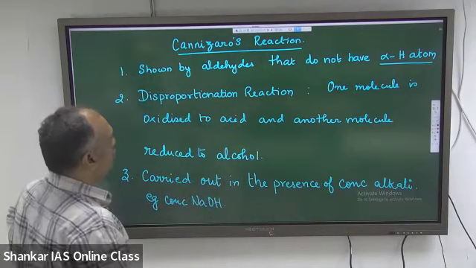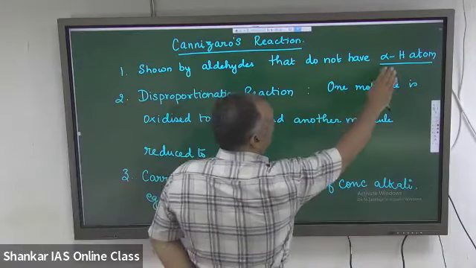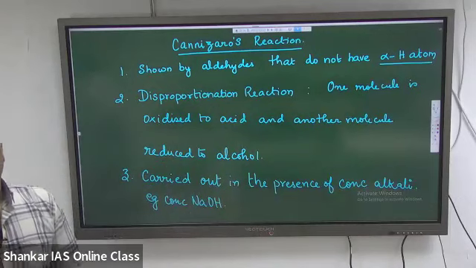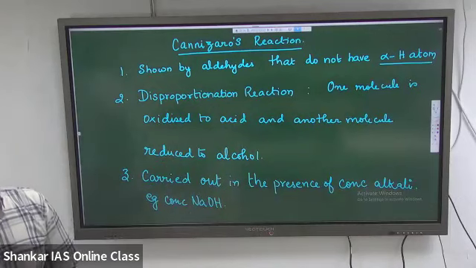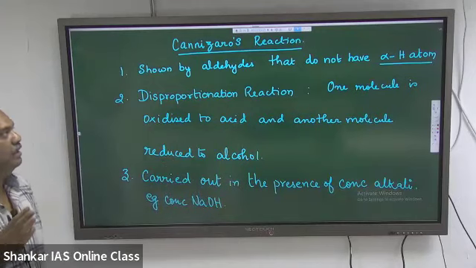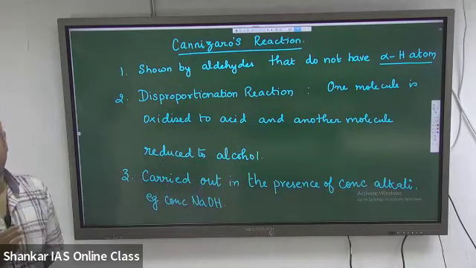Okay, so what is an alpha hydrogen atom? It is the hydrogen atom that is present on the alpha carbon. Alpha carbon is nothing but the carbon that is adjacent to the functional group. In this case, it is the aldehyde functional group.